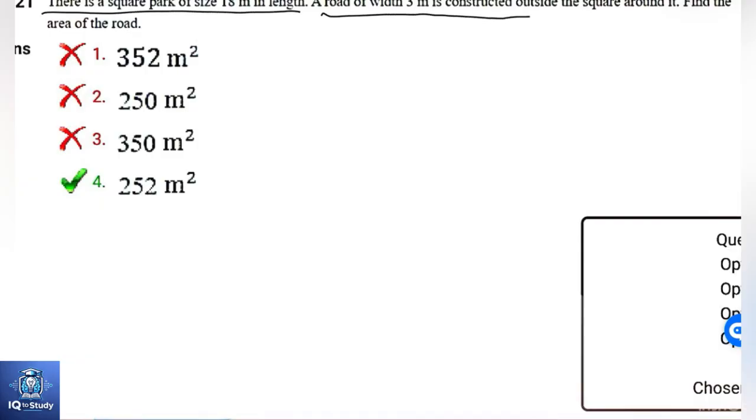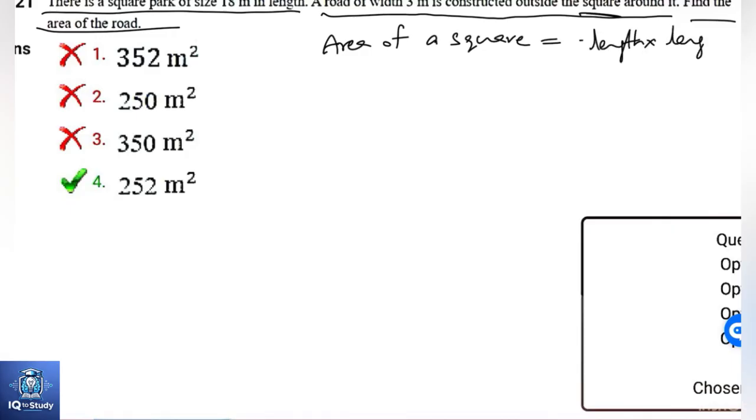There is a square park of size 18 meters in length. A road of width 3 meters is constructed outside the square around it. Find the area of the road. According to the question, a road of width 3 meters is constructed outside the square round it. We know that area of a square is equal to length into length. So area becomes 18 into 18, which is 324 square meters.